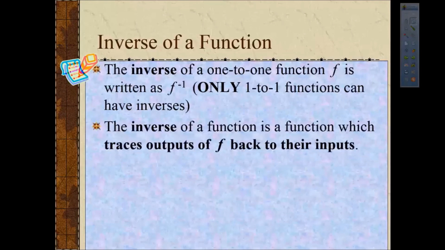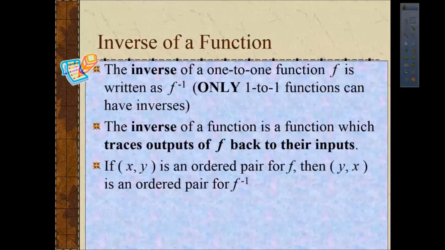The inverse of a function, what is it exactly? It's a new function which traces the outputs of f back to their inputs. And we'll see that illustrated in our machine illustration in just a second. Another key feature of an inverse function is that for any ordered pair (x, y) that is a point on the function f, the reverse pair (y, x) is a point on the function f inverse.